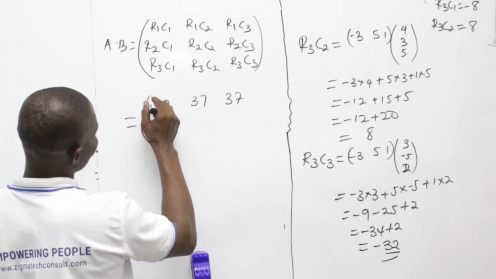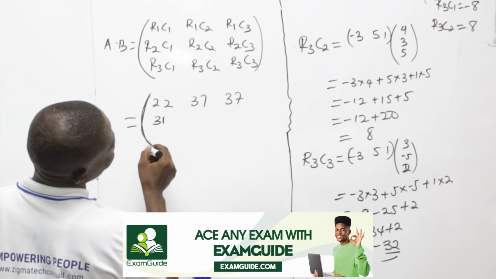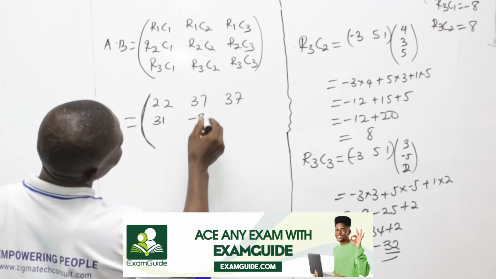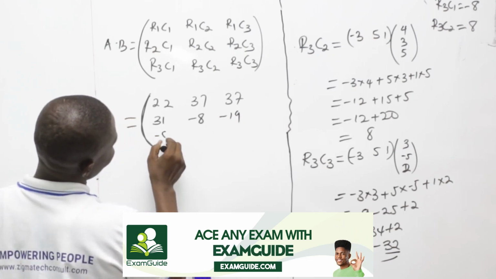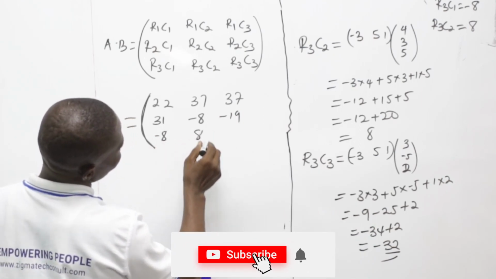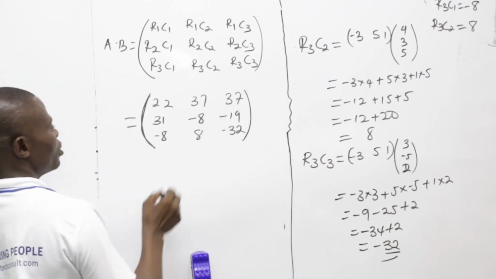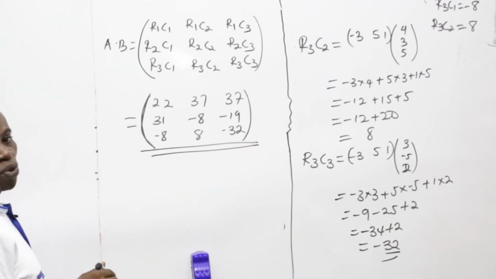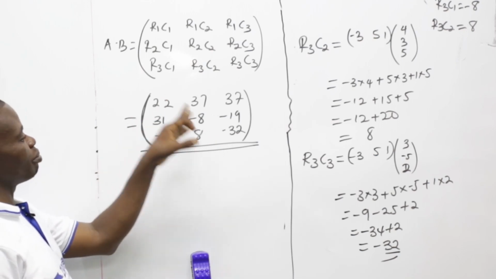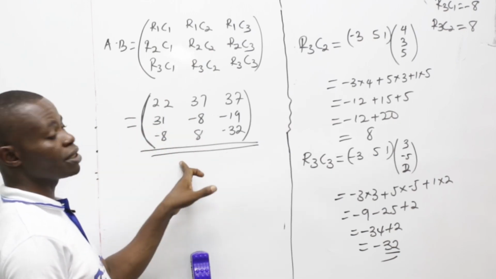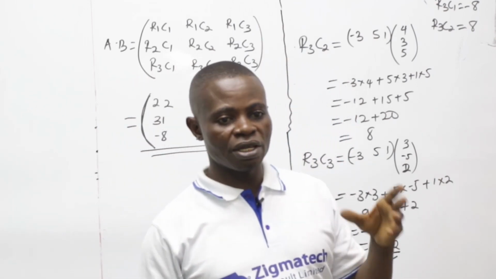Row 2, column 1, 31. Row 2, column 2, minus 8. Row 2, column 3, minus 19. Then row 3, column 1, minus 8. Row 3, column 2, 8. And row 3, column 3, minus 32. Therefore, A dot B equals what? 22, 37, 37, 31, minus 8, minus 19, minus 8, 8, and minus 32. That is the solution of that multiplication.